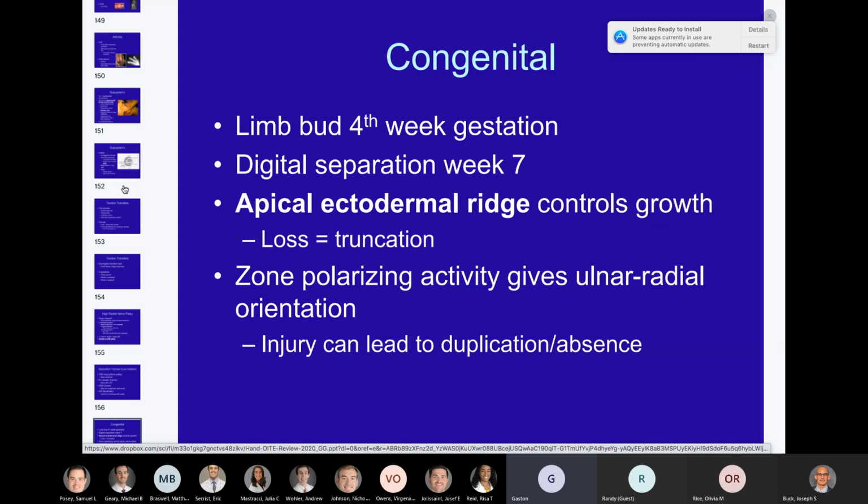Congenital. Too much to cover, so I'm just going to hit the hugest highlights. Limb bud appears in the 4th gestational week. Digital separation, week 7. Apical ectodermal ridge controls the longitudinal growth of the developing limb. So if you injure the apical ectodermal ridge, you're going to have a transverse arrest of the limb. The zone of polarizing activity, ZPA, is what gives ulnar radial orientation. And that's what can lead to duplications and absences. Next.